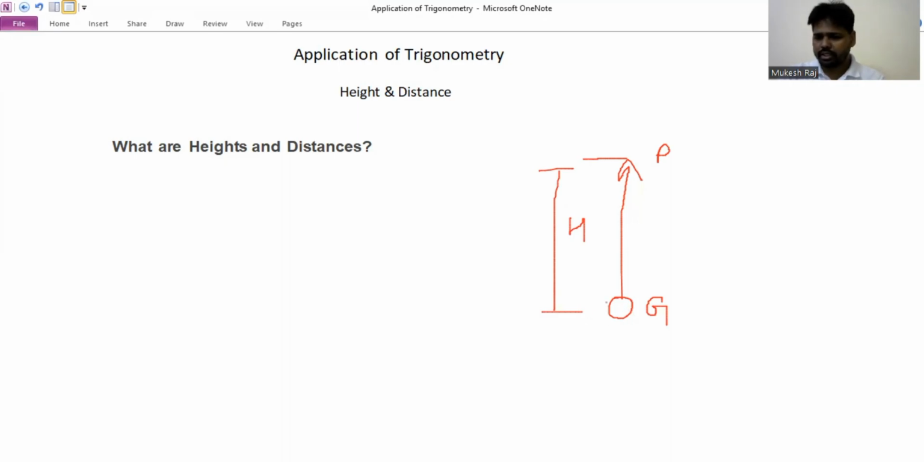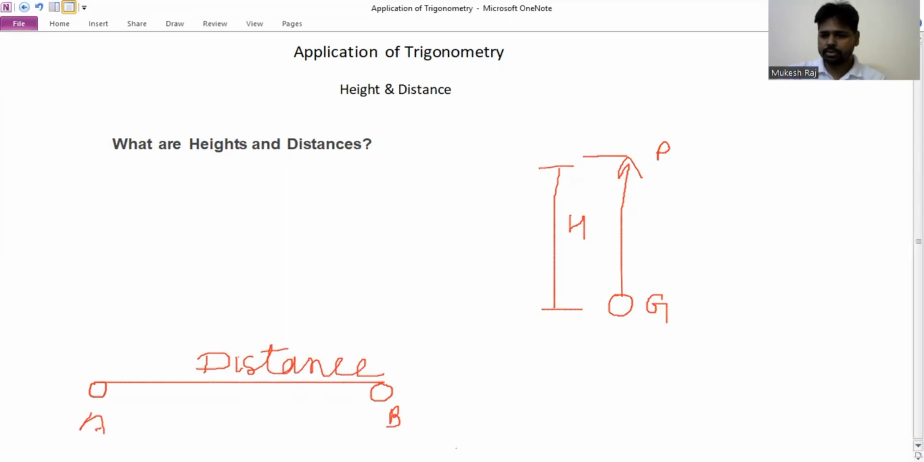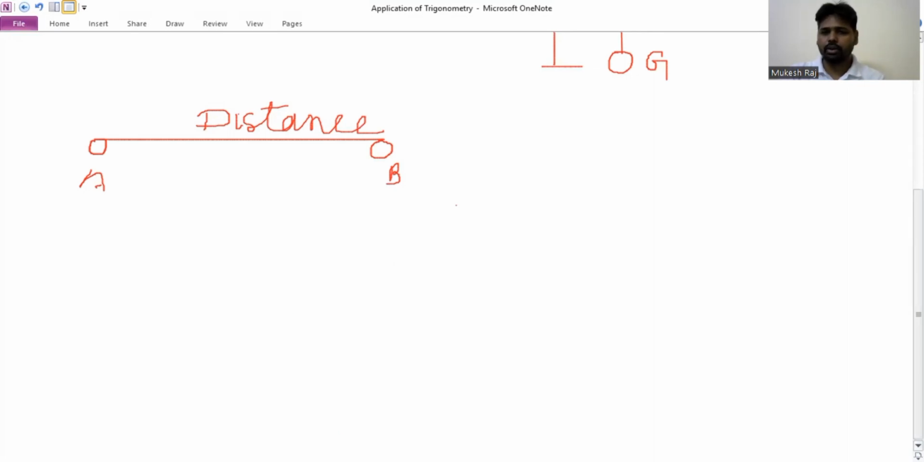Whereas suppose this object is thrown not vertically but horizontally along the horizontal plane, and it reaches a place, let's say from point A it has been thrown to point B. Then we can say that this measurement from point A to B is known as the distance of this object, which has traveled all the way from point A to point B. By definition, height is the perpendicular distance above the plane or horizontal surface, whereas distance is the distance covered along the horizontal plane or x-axis.